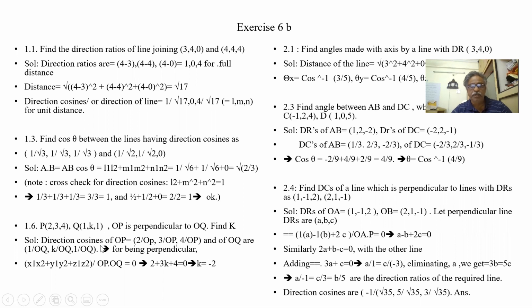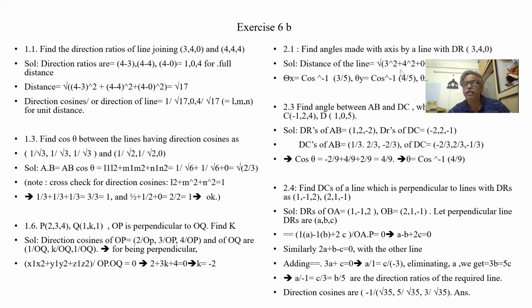Here, see, we need not calculate the distances. OP and OQ, we need not calculate, because once it is equal to 0, these two get cancelled. We can directly do it with direction ratios: X1 X2, Y1 Y2 plus Z1 Z2. So we are saving some time here. Okay. In competitive exams, saving time is important.